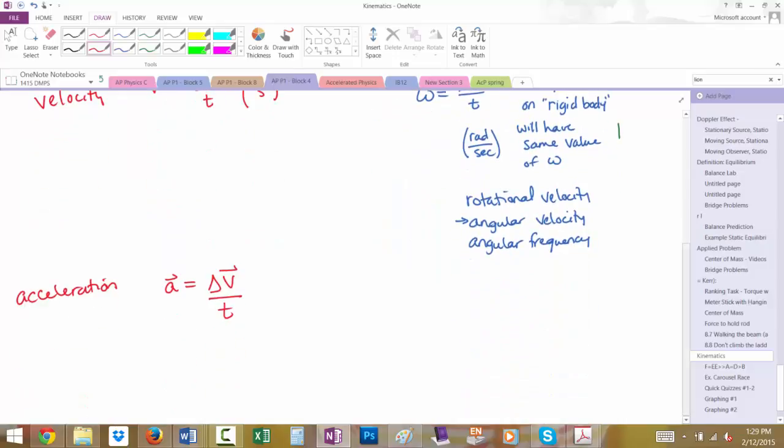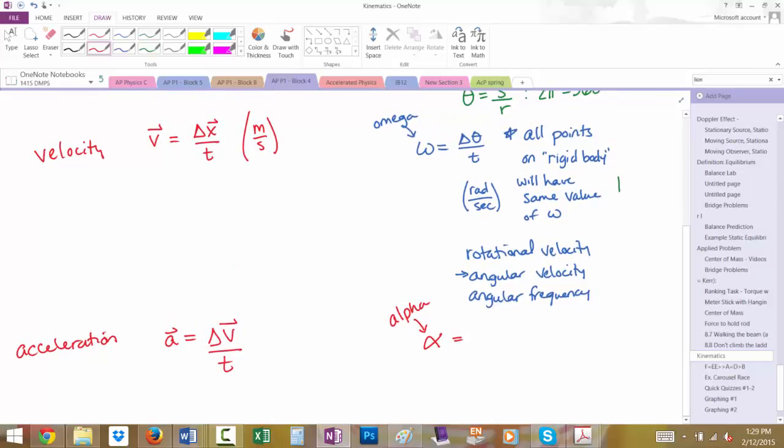Angular acceleration is going to be marked with an alpha. That's the very first letter of the Greek alphabet. So it's not a fishy, and it's not the A thing. It's alpha. And alpha is, what do you think it's going to be? Change in what? Change in omega. I was supposed to do this in blue. Yeah, change in omega over time. Is this okay? It's just different letters, but it's the same idea.